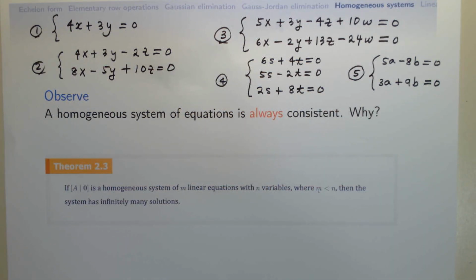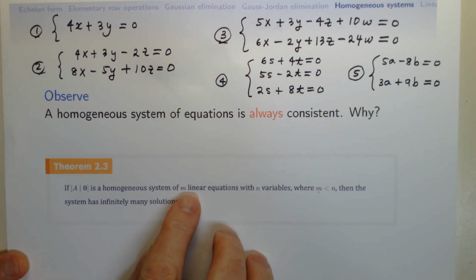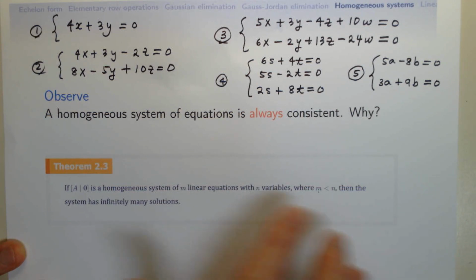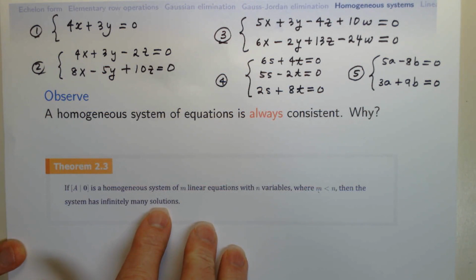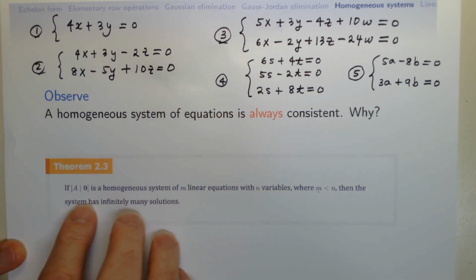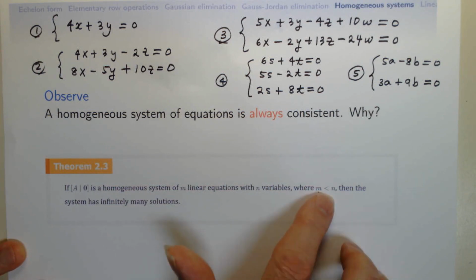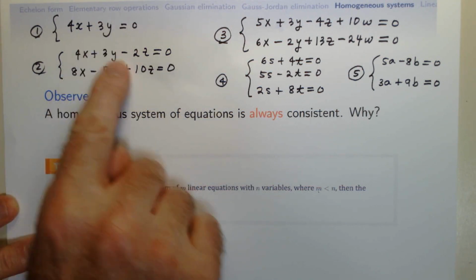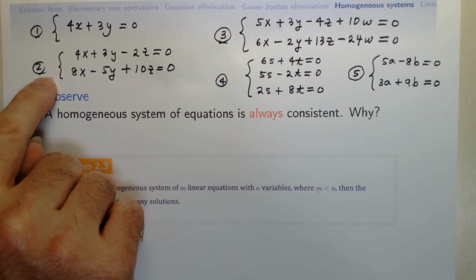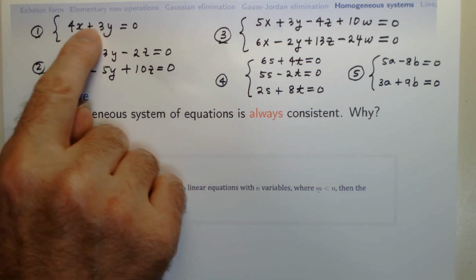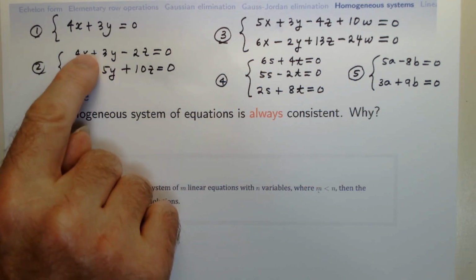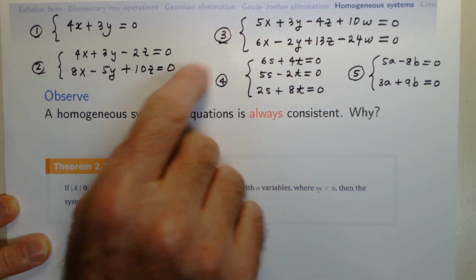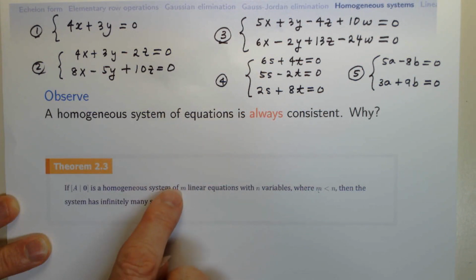So a homogeneous system of equations is always consistent. Now let's take a look at Theorem 2.3. If we have a homogeneous system of m linear equations with n variables, where m is less than n, then the system has infinitely many solutions. Now, let's see what this condition means. This says that the number of equations is less than the number of variables. Now, in the homogeneous systems that I've listed here, the first 3 meet that condition. I've got 1 equation, 1 row, and 2 variables. I've got 2 equations and 3 variables. Here I've got 4 variables and 2 equations. So each one of these systems meets the condition of Theorem 2.3.